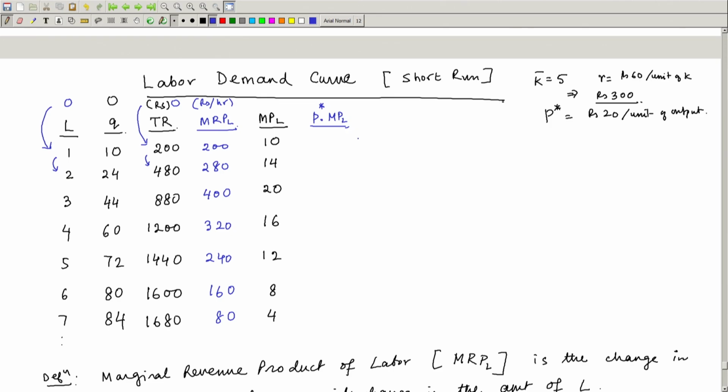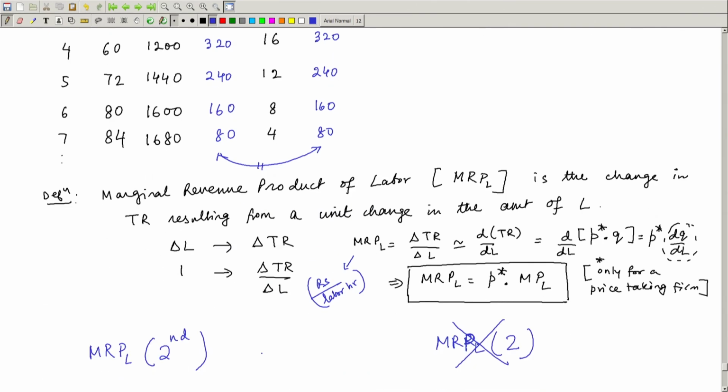Okay. Now, if you compute simply P times MPL, or rather P star times MPL, notice what you are going to get. I know my price is 20. So, 20 times 10 is going to give me 200, 20 times 14 is going to give me 280, 20 times 20 is going to give you 400, 20 times 16 is 320, 20 times 12 is 240, 20 times 8 is 160 and 20 times 4 is 80, right. Notice these two columns are equal, right, which is exactly what we said. We said MRPL is equal to price P star times the marginal product of labor.